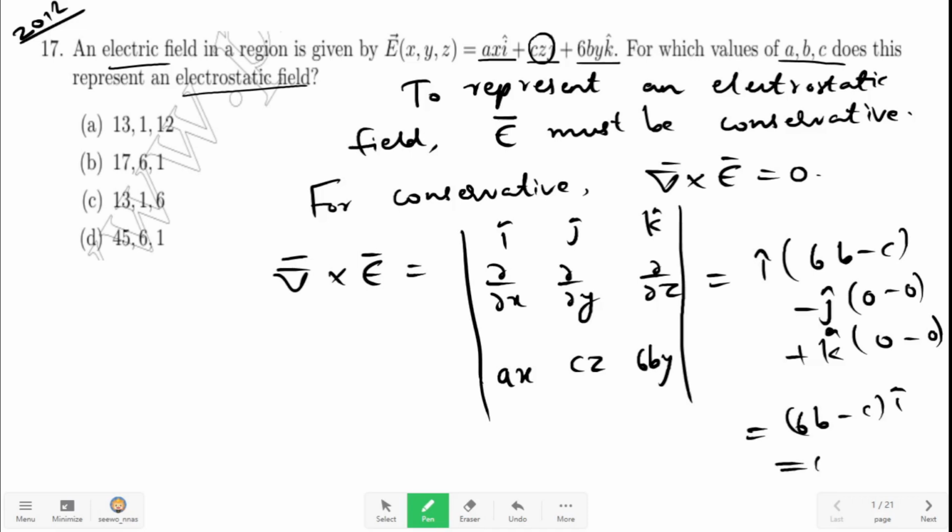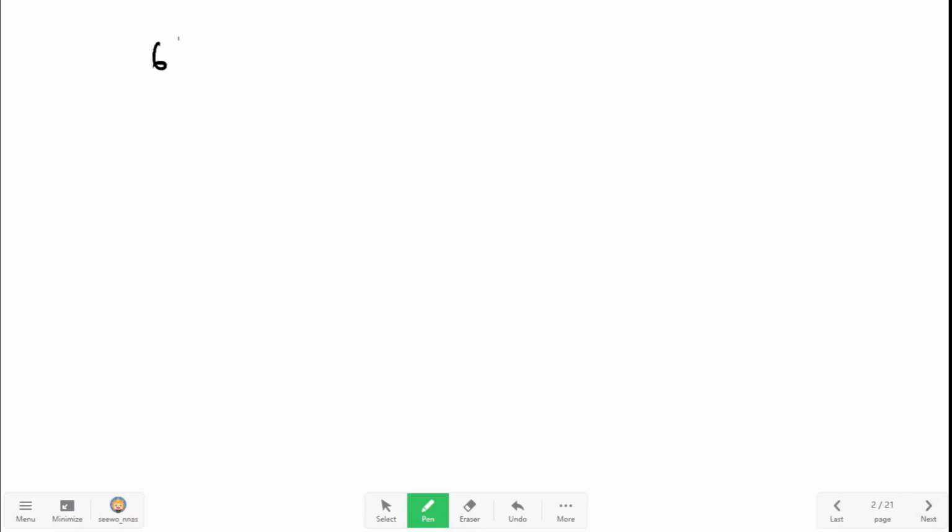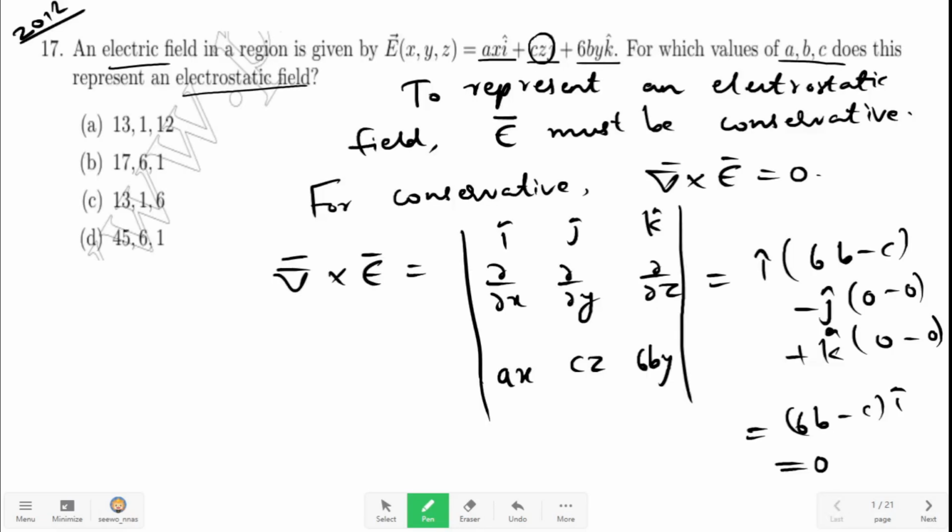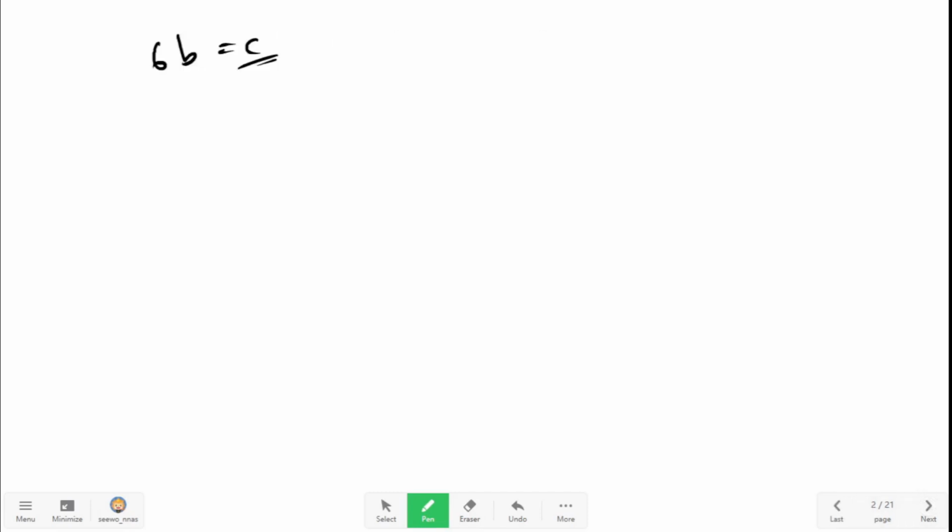So this is coming out to be equal to (6B minus C) I cap. This is equal to 0 for conservative. For E to be conservative, this must be 0, which means 6B is equal to C. Now in the given options, these are the A, B, C values. This is B and the third one is C. So in the first option, B is equal to 1 and C is equal to 12.